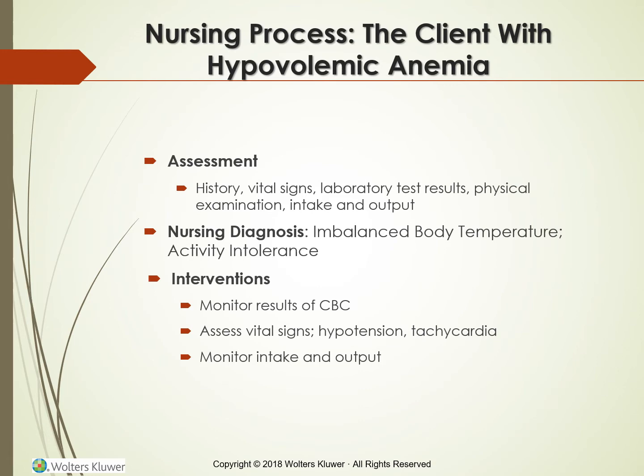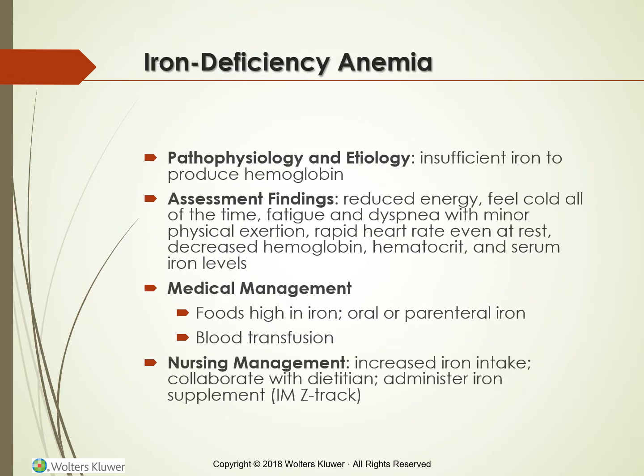Nursing process: the client with hypovolemic anemia. Iron-Deficiency Anemia. Iron-deficiency anemia develops when iron is insufficient to produce hemoglobin. Examples include when 1. Heme cannot be recycled because of blood loss, 2. Dietary intake of iron is insufficient, 3. Absorption of iron from food is inadequate, and 4. The need for iron exceeds the reserves.